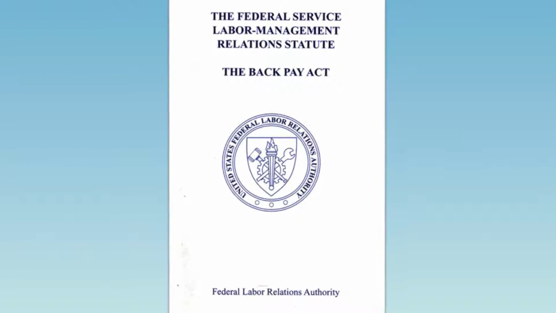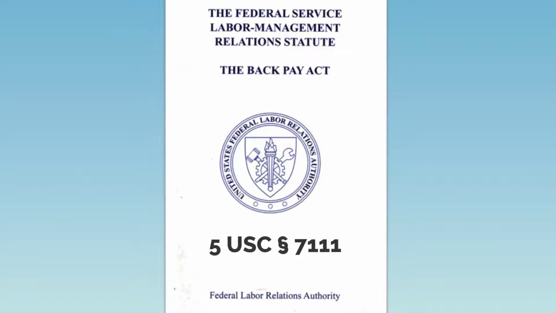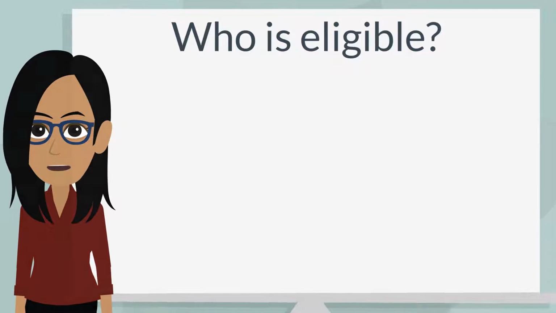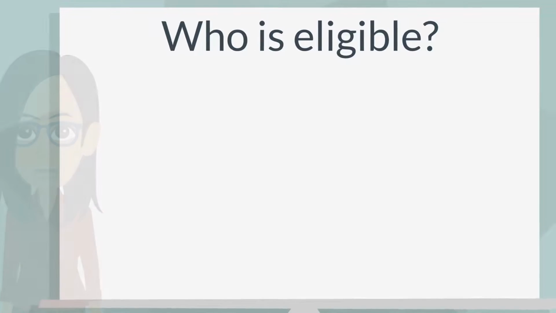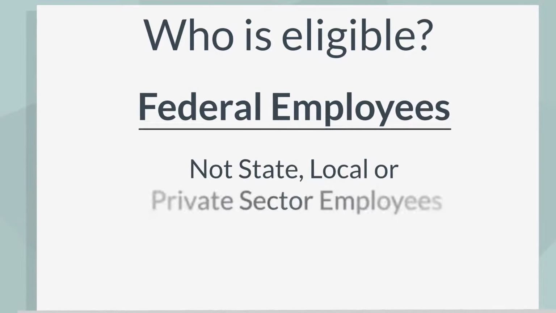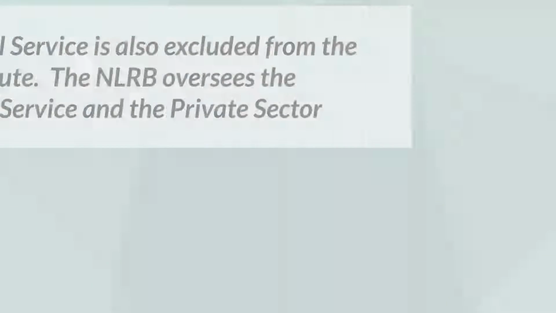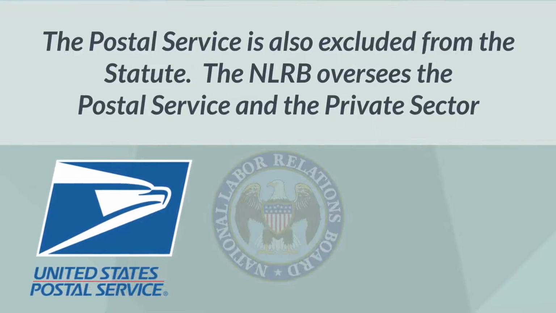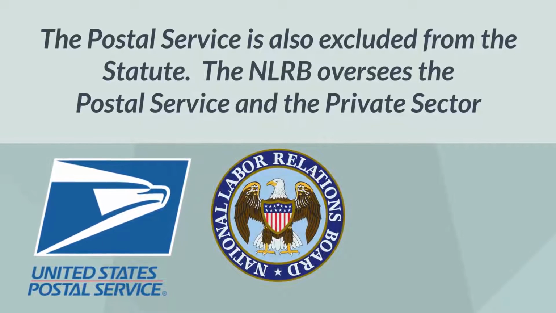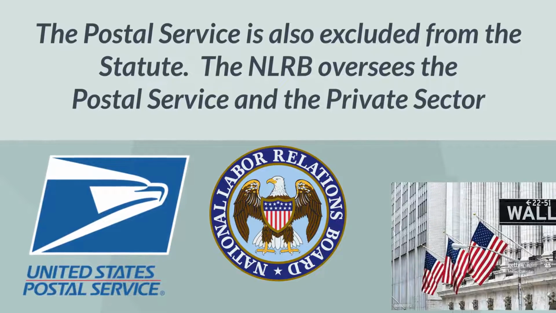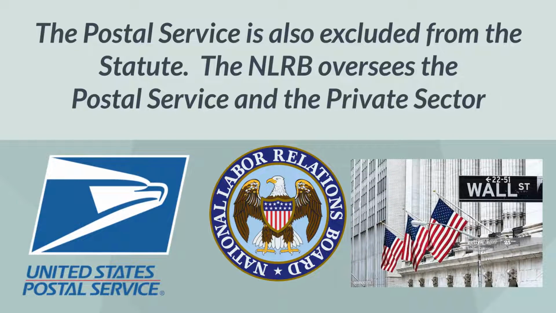Details can be found at 5 U.S.C. Section 7111. The first step is to make sure that you and your coworkers are eligible under the statute. The statute only covers federal employees, not state, local, or private sector employees. Postal Service employees are also excluded. However, they are covered under a different law, and the National Labor Relations Board has jurisdiction over their employees. The NLRB also has jurisdiction over the private sector.